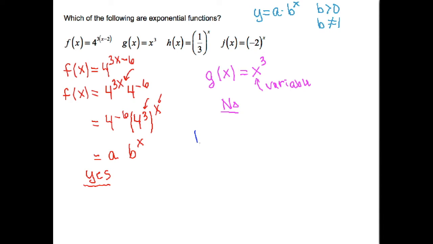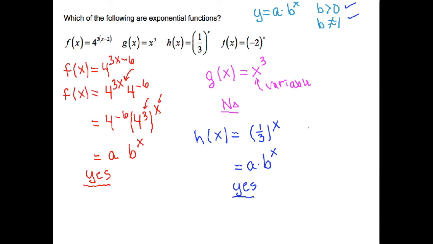When I look at h of x is equal to 1/3 to the x, h of x really is in the form of a times b to the x, because a is 1 and the base is 1/3, which is positive and not equal to 1. So h of x is an exponential function.